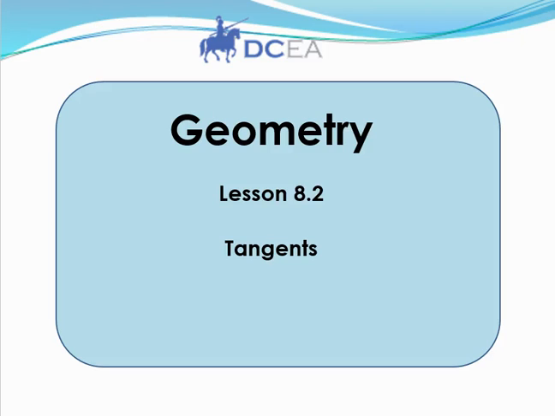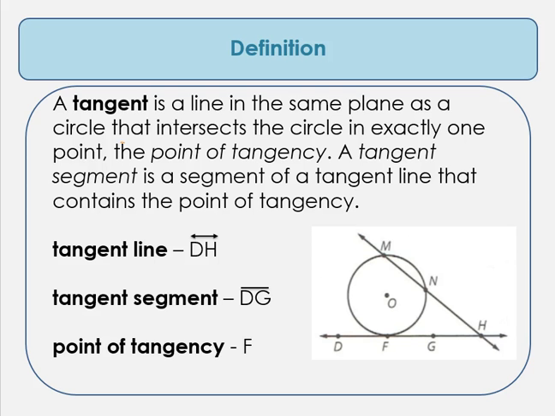Let's move on to Lesson 8.2 in Geometry. We'll be learning about tangents. A tangent is a line in the same plane as a circle that intersects the circle in exactly one point, which we call the point of tangency. A tangent segment is a segment of a tangent line that contains the point of tangency.